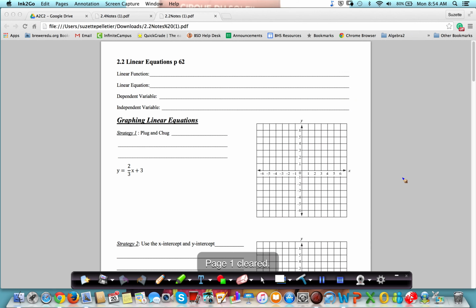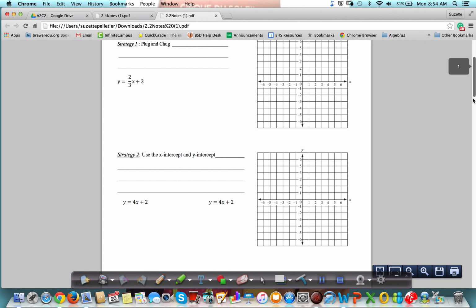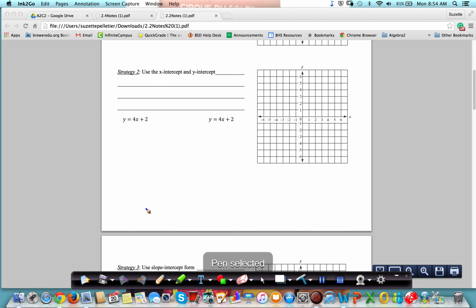The second strategy is to use the x and y intercepts. And this strategy isn't always easy, and the reason for that is sometimes you're dealing with fractional answers that are really bizarre and difficult to use. So what you're going to do is when you're looking for the x-intercept, remember, if it's an x-intercept, it has to be somewhere on this line, right? It has to cross the x-axis. That means its y value is going to be 0.